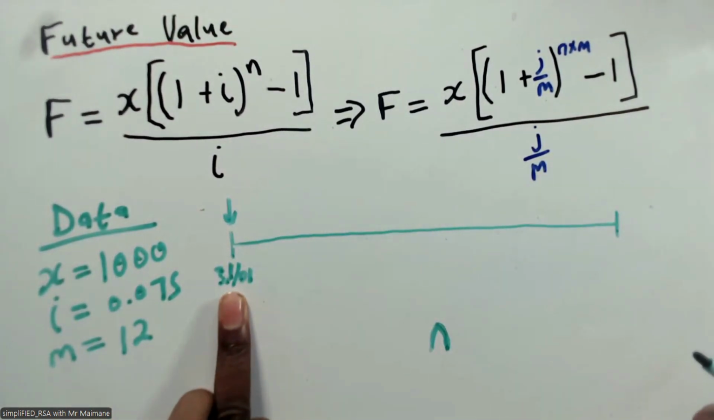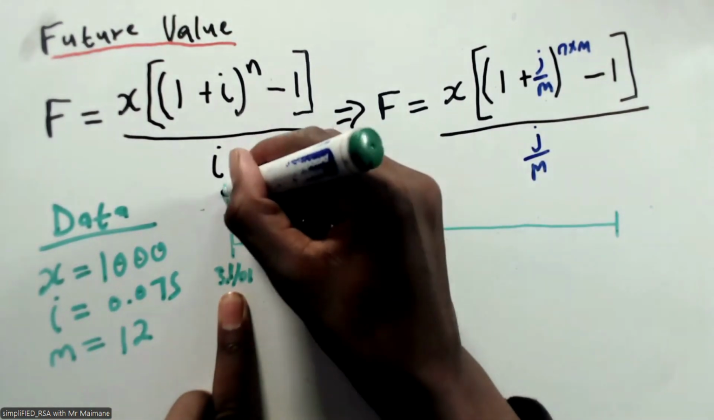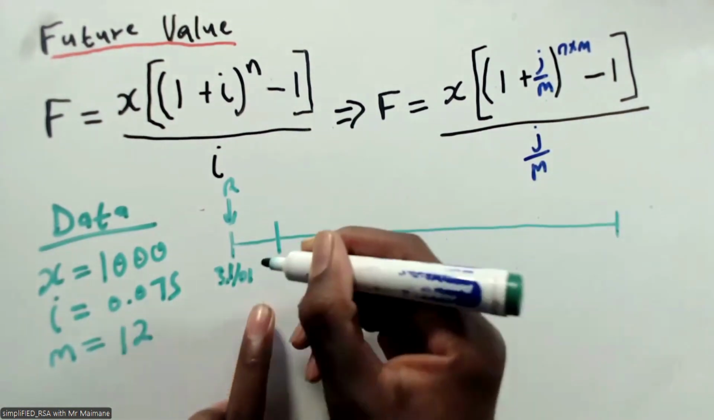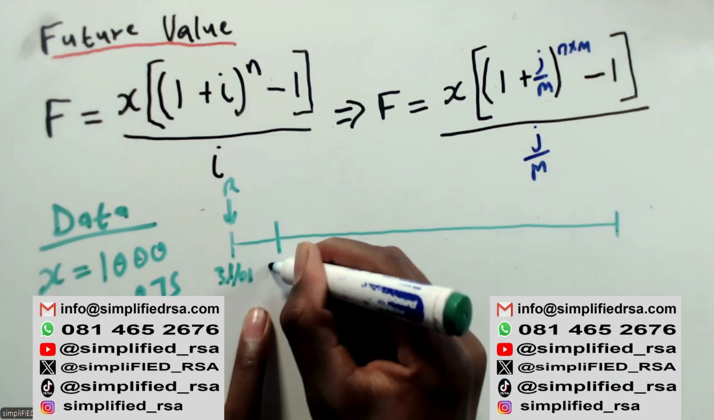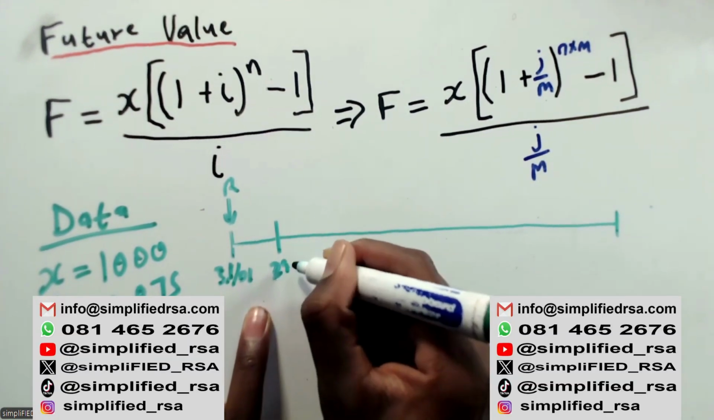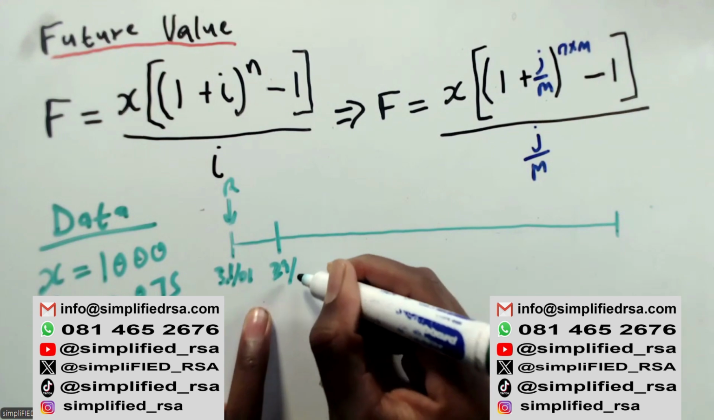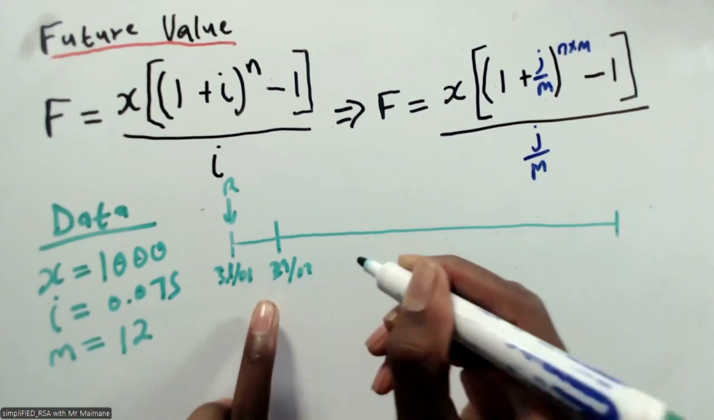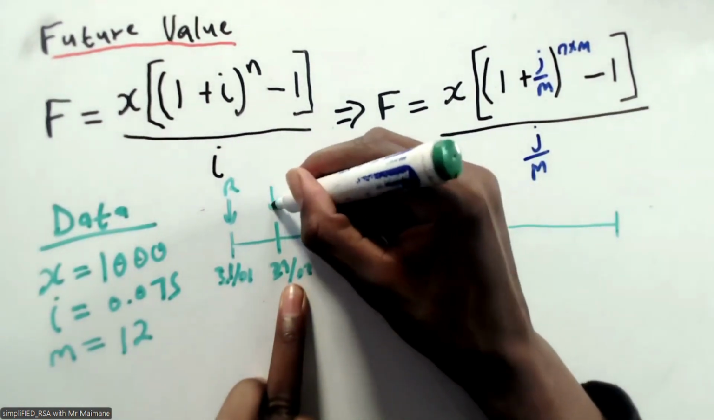On the 31st of January, there was the first payment. The second payment was made at the end of every month, right? The second payment was made on the 29th of February, or rather, regardless of whatever day it was, whether it was a leap year or not, it was made on the month end of that second month.